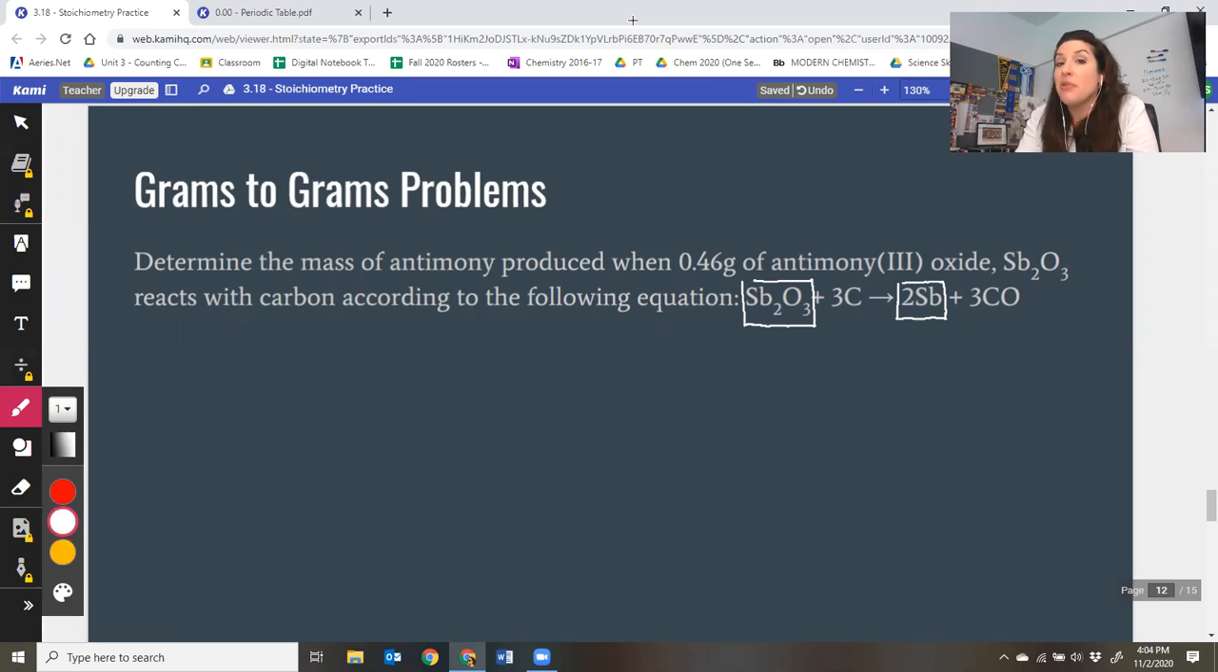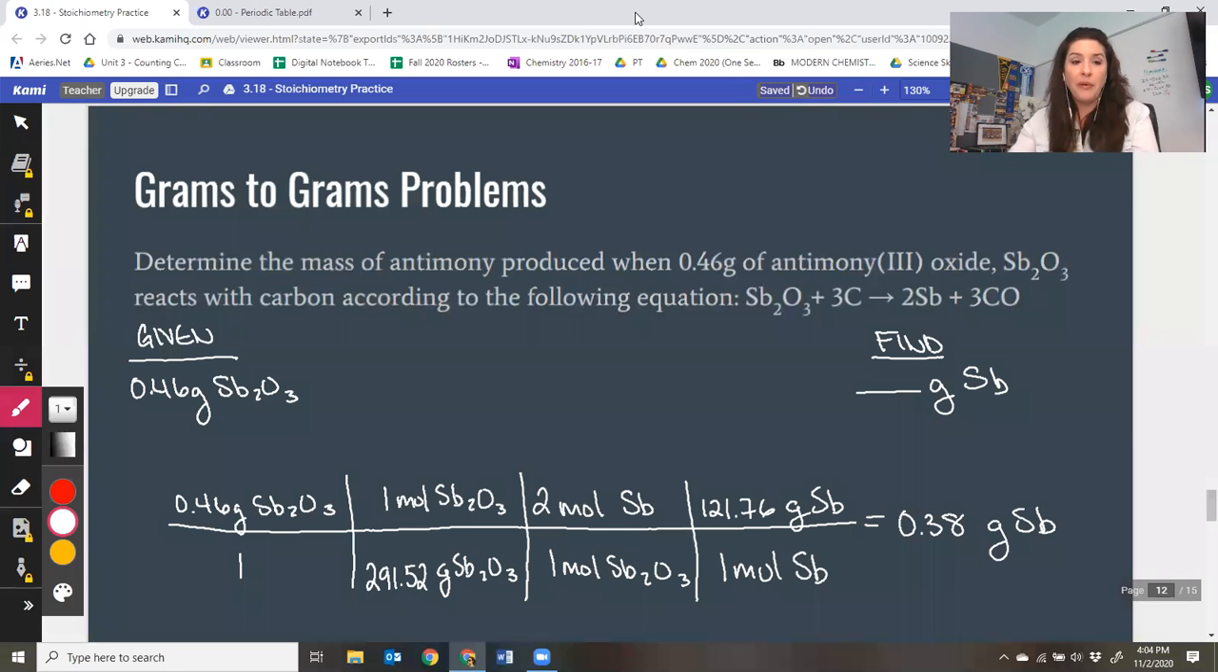Set up your given, set up your find, pull out any mole ratios that you're going to need for this problem, and calculate any molar masses for the given compound and the find compound. Pause the video and see how you do. All right, I'll show you how I did this.